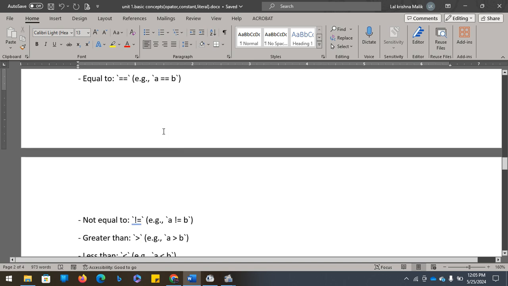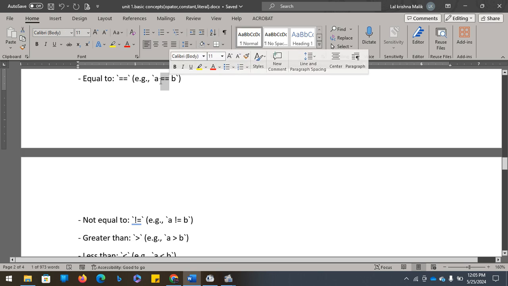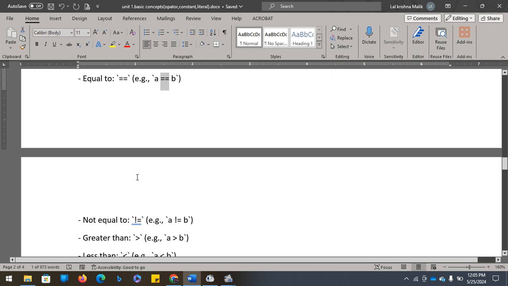Following are the types: equals to. For equals to, we write two equals to signs. Like if we want to compare A and B, then we have to put A, then two equals to signs, then B. Similarly, if we want to see whether two values are the same or not, then we have to put not equal to, that is A, then exclamation, then equals to sign, B. It means A is not equal to B.